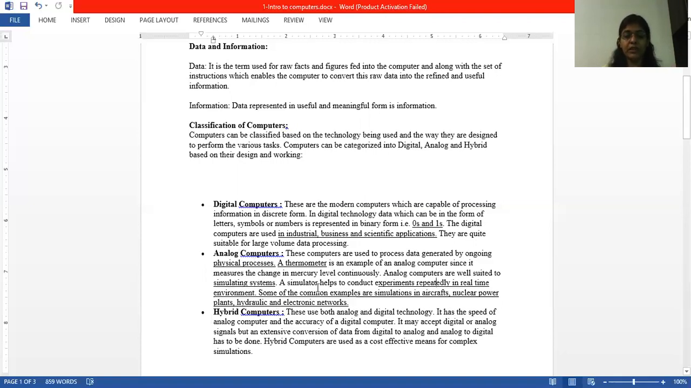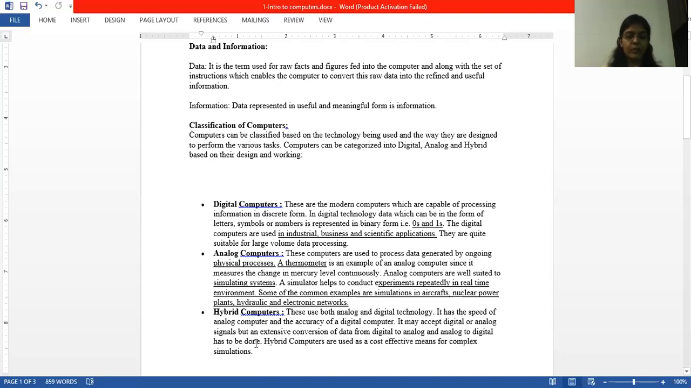And what does a simulating system do? What do you mean by simulator? The simulator helps to conduct the experiment repeatedly in a real-time environment. So with the help of a simulator, we do our work repeatedly in a real-time environment. Some common examples where simulators and analog computers are used are simulators in aircraft, nuclear power plants, hydraulic and electronic networks.